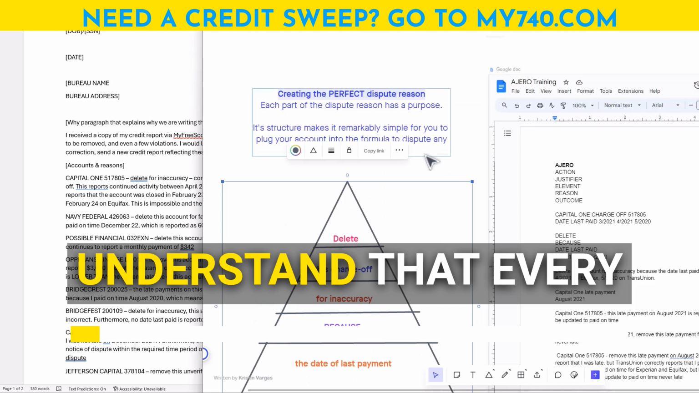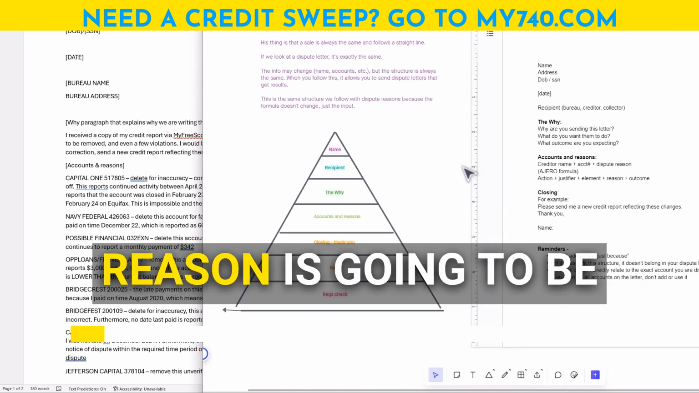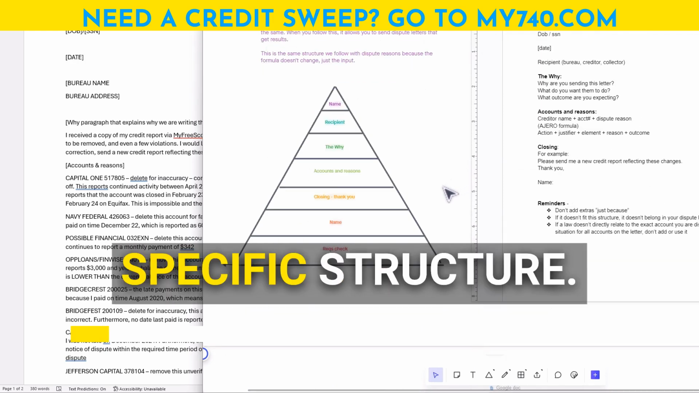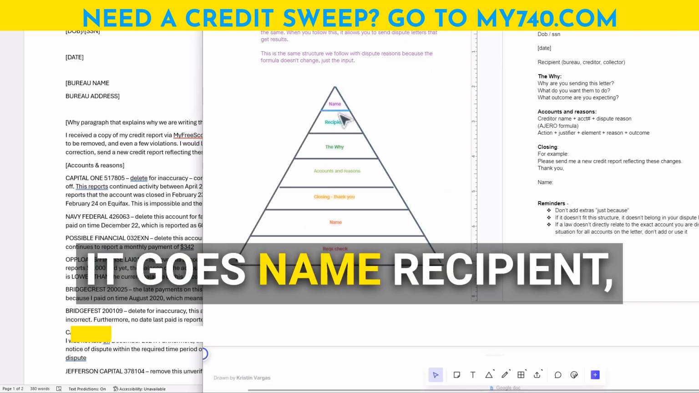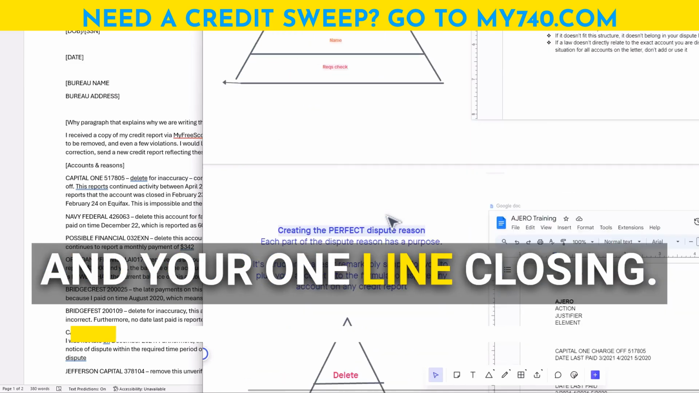But first, you want to understand that every single account and every single dispute reason is going to be the same, as is every single dispute letter. It has a very specific structure. It goes name, recipient, your why paragraph, your accounts and reasons, and your one-line closing.